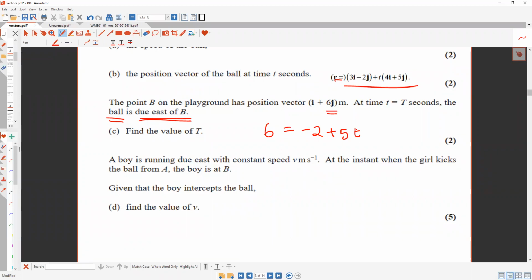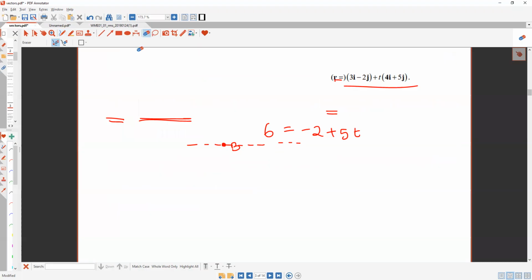Remember, if they say east and west, your J value is same. J value of point B and J value of the ball, both of them will have the same J value. Okay, so I hope all of you understood this.